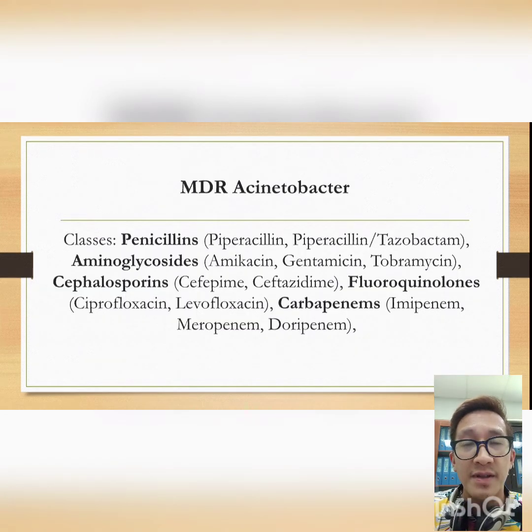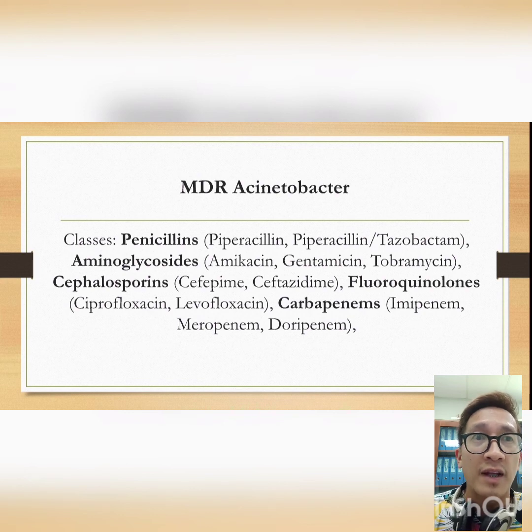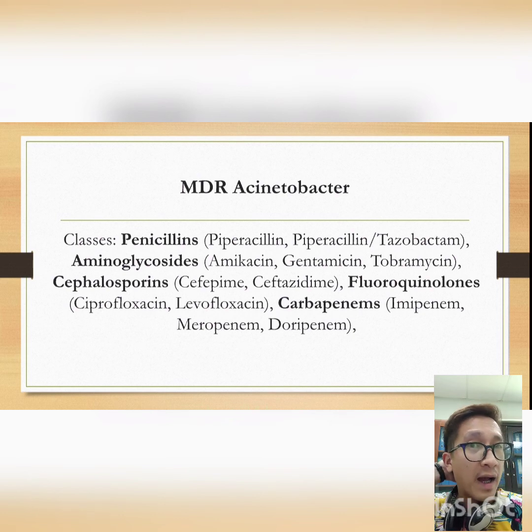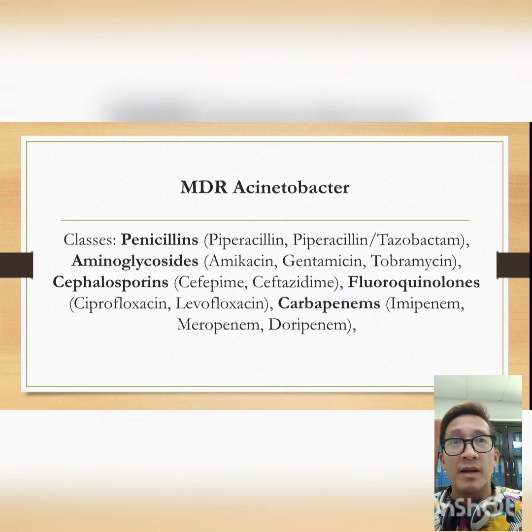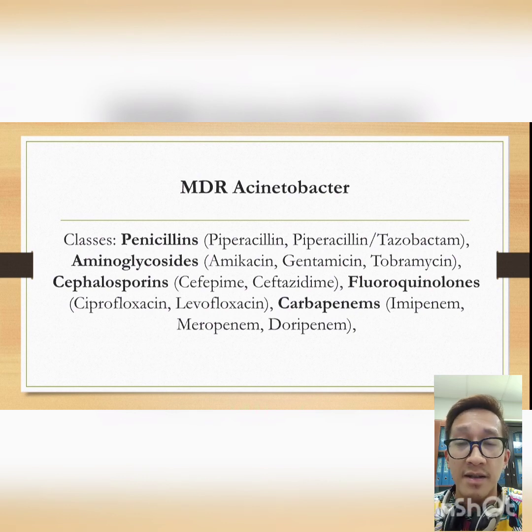These are organisms that are resistant or intermediate to at least one agent in at least 3 out of 6 antimicrobial classes. We have your penicillins, aminoglycosides, cephalosporins, fluoroquinolones, carbapenems, and your sulbactam. So for example, for MDR Acinetobacter, if you find in the result that it is resistant to at least 3 of the following antimicrobial classes, then that is considered already as a multi-drug resistant organism.